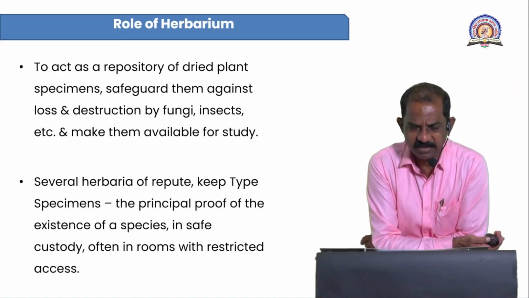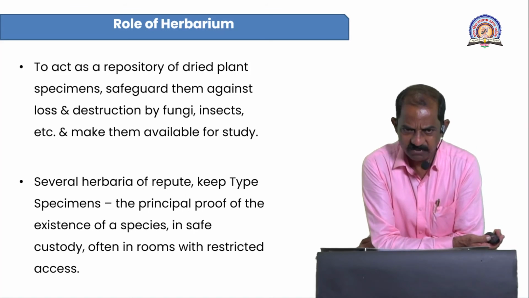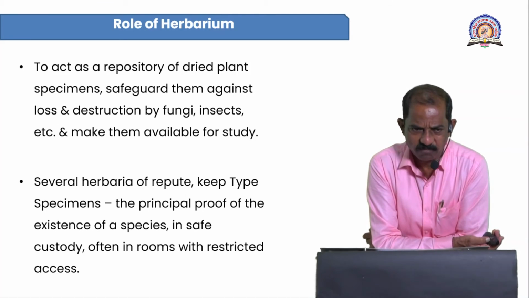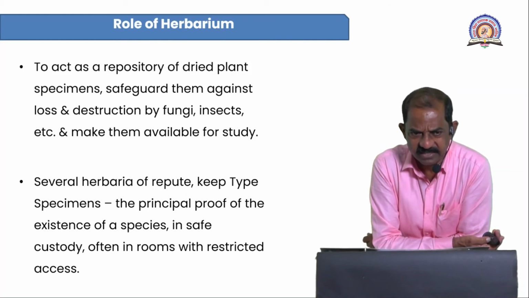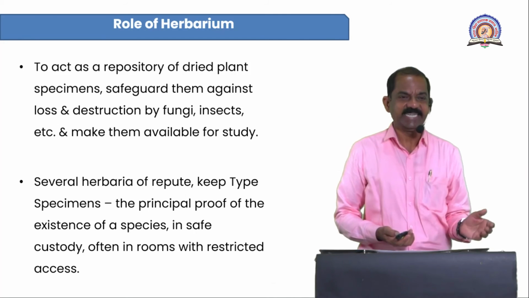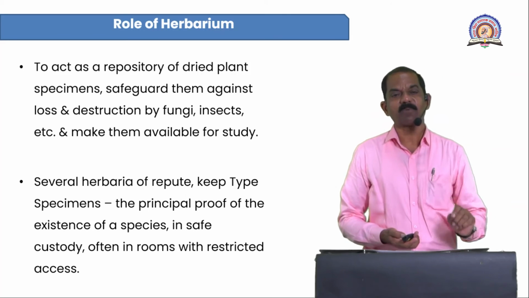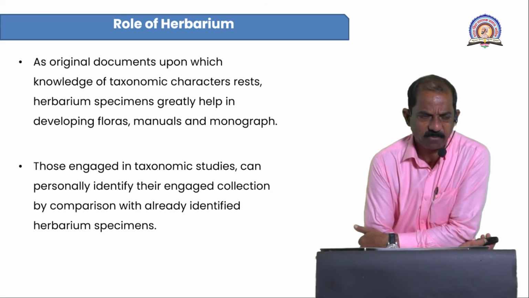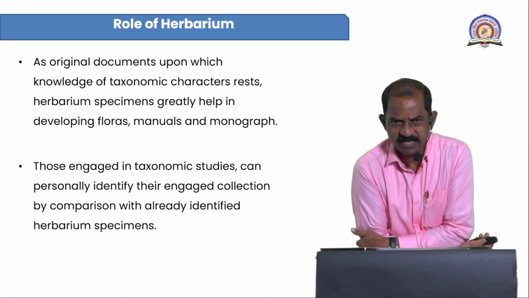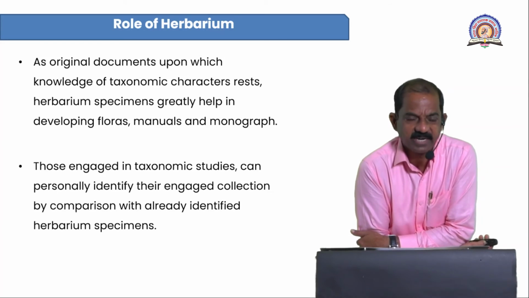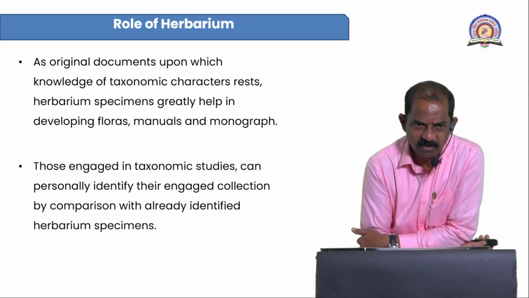Several herbaria of repute keep the type specimens, the principal proof of the existence of a species, in safe custody for when they are needed. When a plant species becomes extinct, there is a need to maintain proper storage of such specimens. They are an original document upon which knowledge of taxonomic characters is tested, and herbarium specimens greatly help in developing a flora.